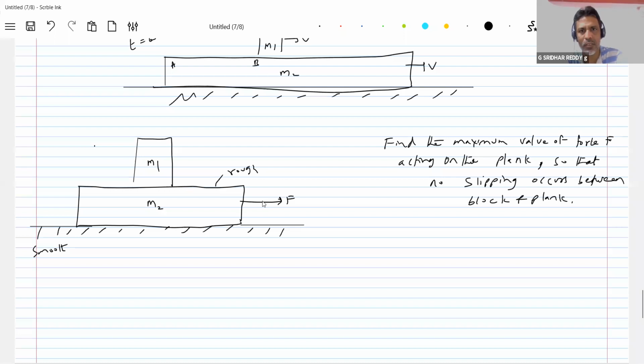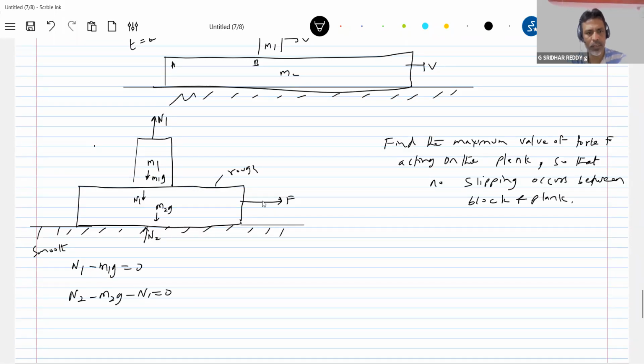What are the various forces acting? The normal contact N1, the weight m1g, and the normal contact by the block on the plank, the weight m2g, then the normal contact by the ground. So what are the equations? N1 minus m1g equals 0. N2 minus m2g minus N1 equals 0.